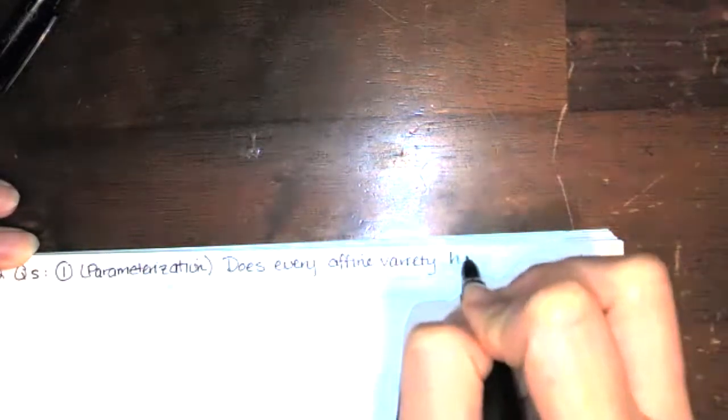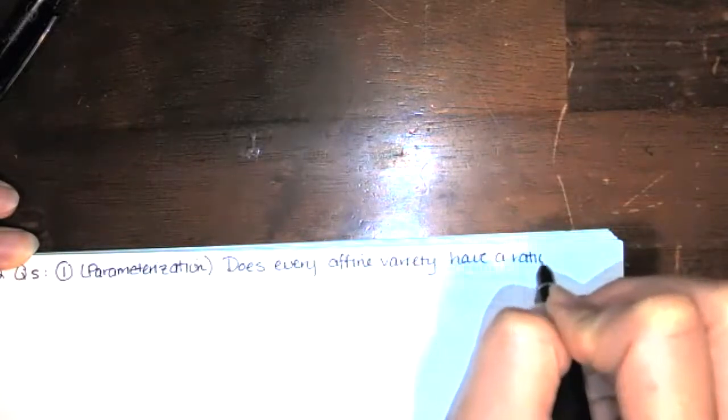Here's the first question. And we can think of this as the parameterization question. The question is, does every affine variety have a rational parametric representation? And the answer to that question is no.